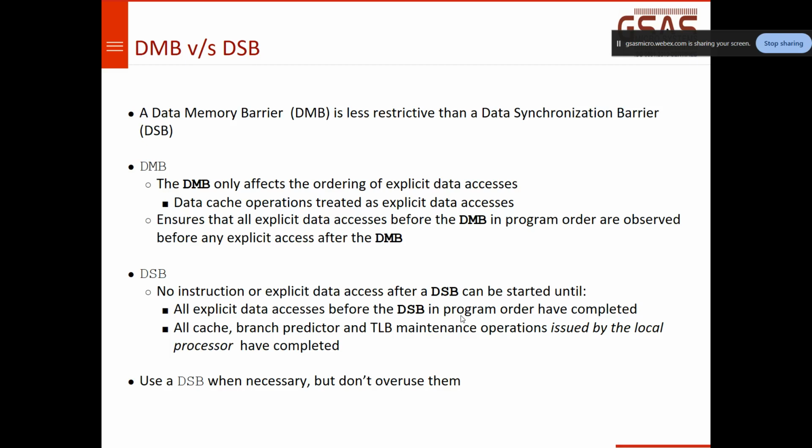So before DMB, any explicit accesses related to the cache will be observed, in the sense that it will be ensured the processor will execute them at any cost before any such instructions that appear after DMB.